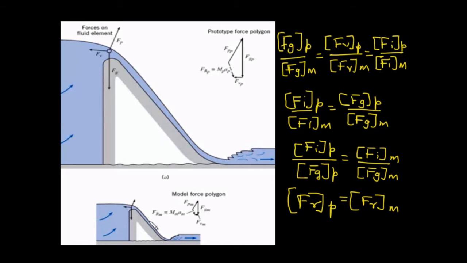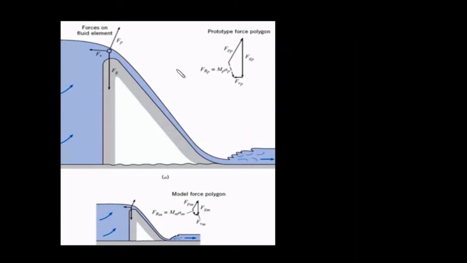So if we are saying that a model and prototype are similar, then the Froude number of the model should be equal to the Froude number of the prototype, and also the Reynolds number of the prototype should be equal to the Reynolds number of the model, and likewise. Then we can say that model and prototype are in complete dynamic similarity. Now in reality it is a very difficult condition to achieve, because for this purpose we have to match the ratio of all the forces, and it is practically very difficult to achieve.